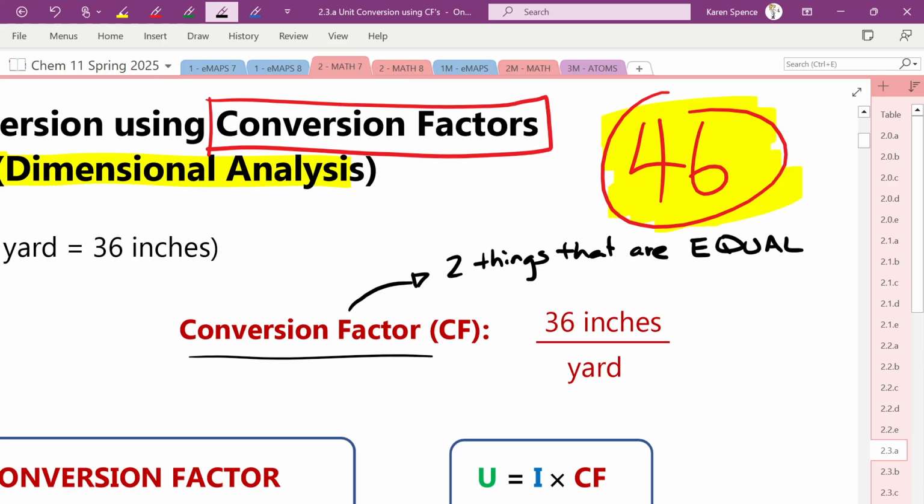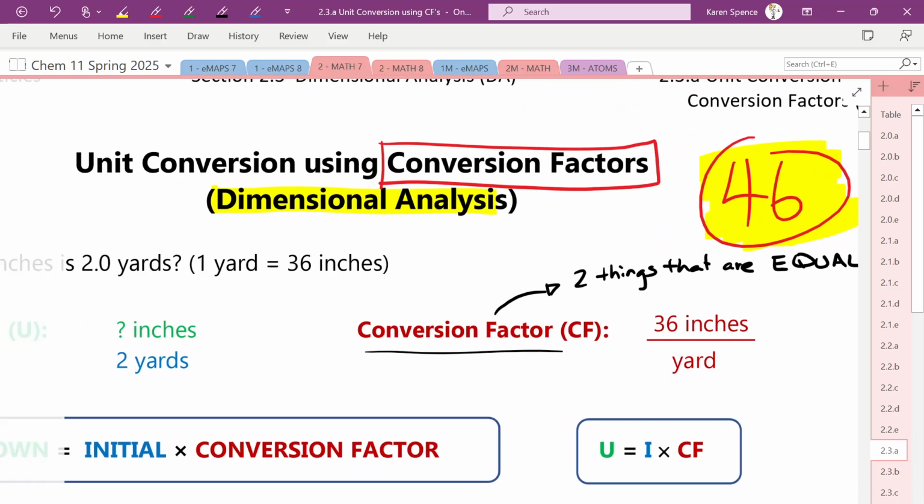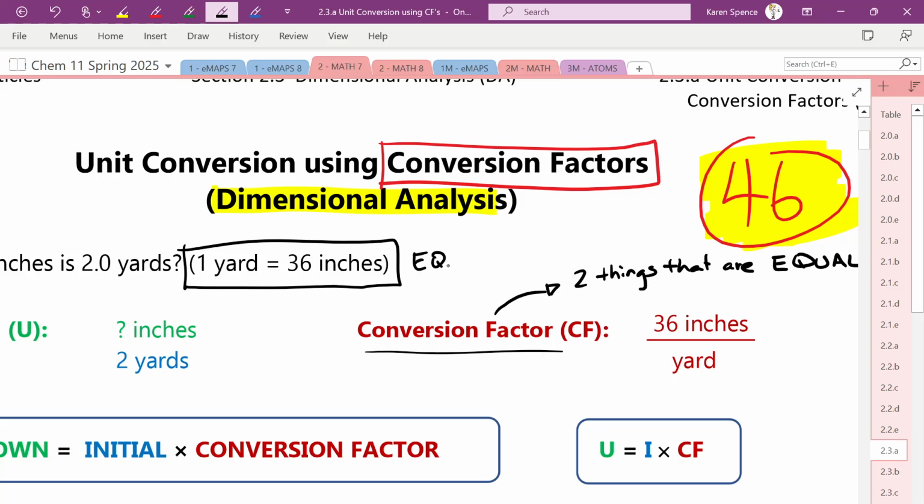So for example, if you happen to be conversant in imperial measurements, there are 36 inches in 1 yard. Okay? That is an equality. And you know lots of equalities. You know how many hours are in a day? 24 hours per 1 day. Okay? That can become a conversion factor.